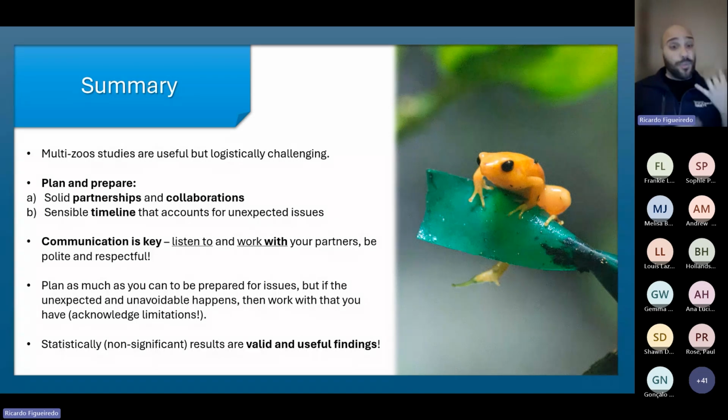Plan as much as you can to prepare for issues, but sometimes the unexpected and unavoidable happens, like a global pandemic. Then what you can do is work with what you have and acknowledge the limitations of your research, the limitations that those unexpected events brought into your research. They are annoying, but if they were unavoidable, you can only acknowledge them and work with what you have. Statistically non-significant results, again, are valid and useful findings, so don't be discouraged if you get those from your research.